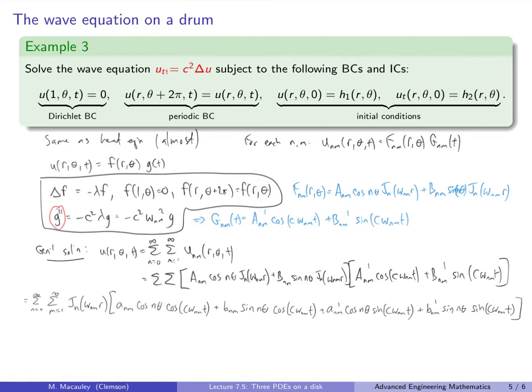Okay, so 4 different terms. We could break this into 4 different sums if we wanted to. And let's just think about what happens when we plug in the initial conditions. So let me write that down. Let me plug in t equals 0. So let's use the initial condition, U of r, theta, 0.